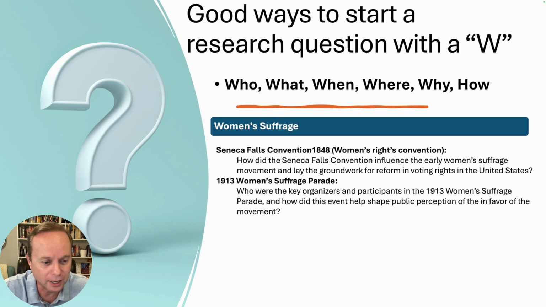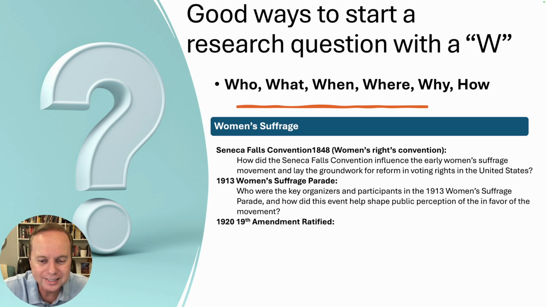Okay, so we got a little grammatical error there, as you can see. How does this event help shape public perception of the event in favor of the movement? It's probably what it should say, of the event in favor of the movement. So I've got a little error there. I apologize for that, but that would be a decent research question right there. That would be a nice one.